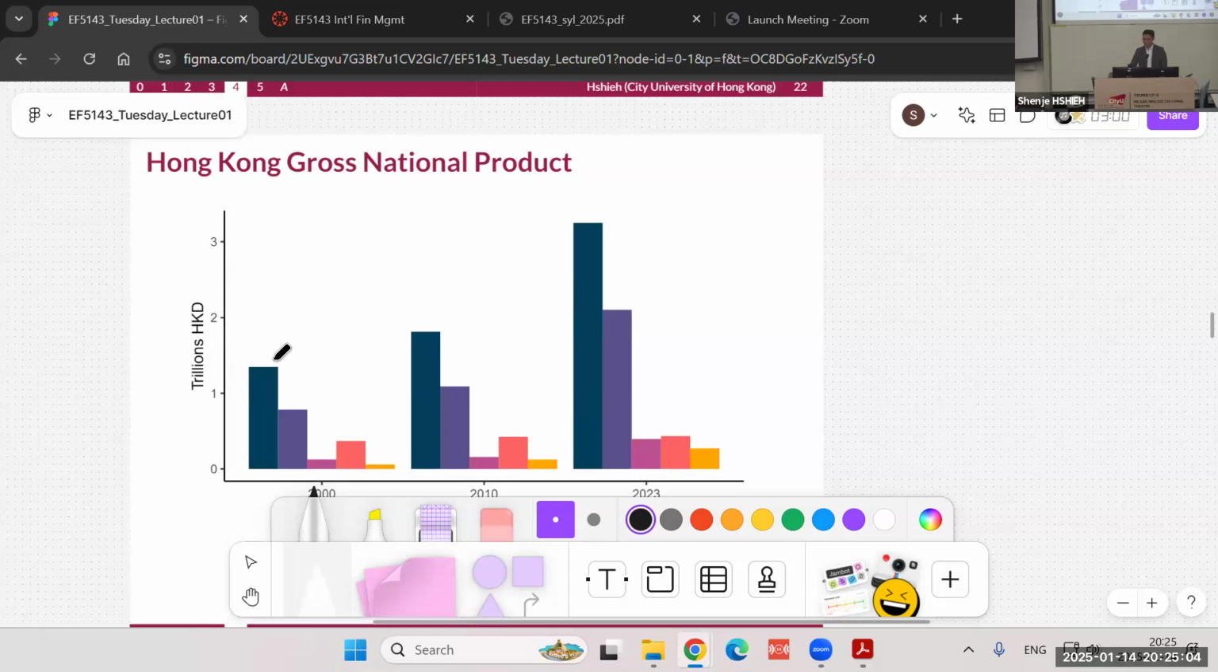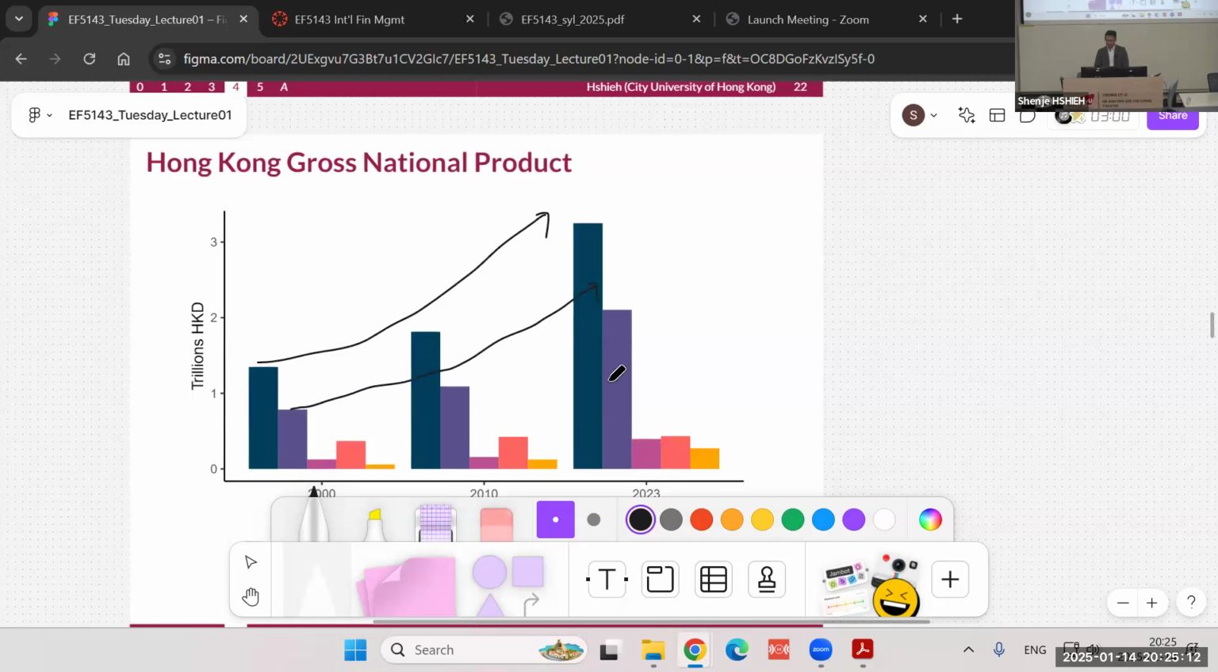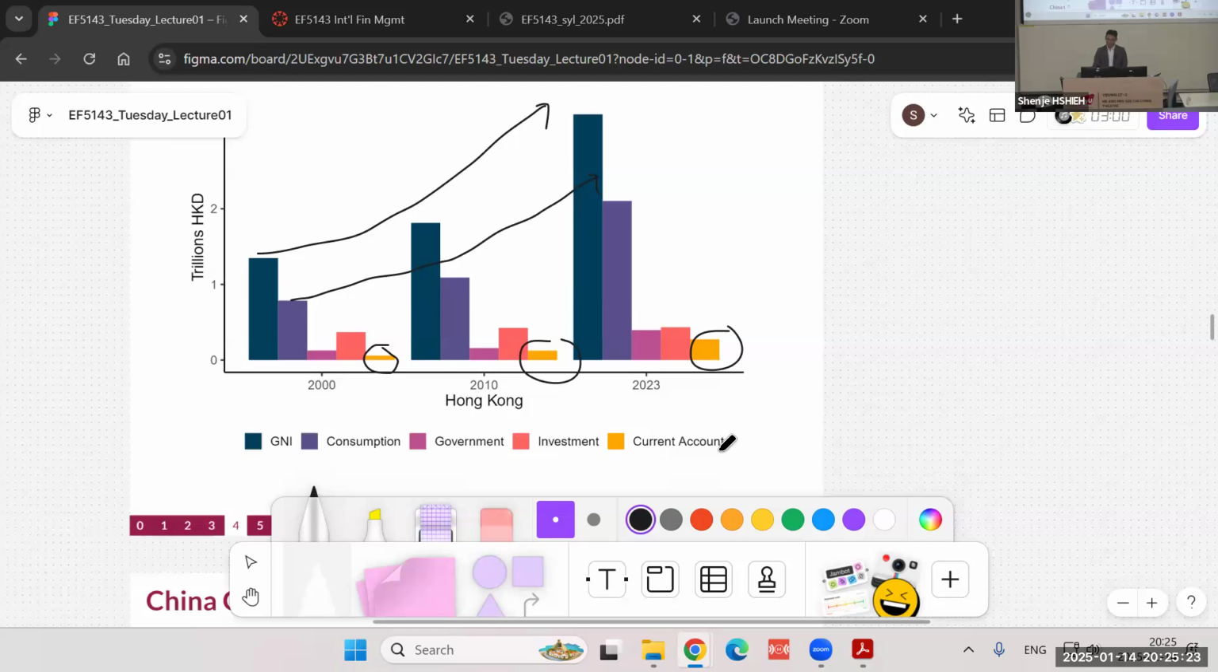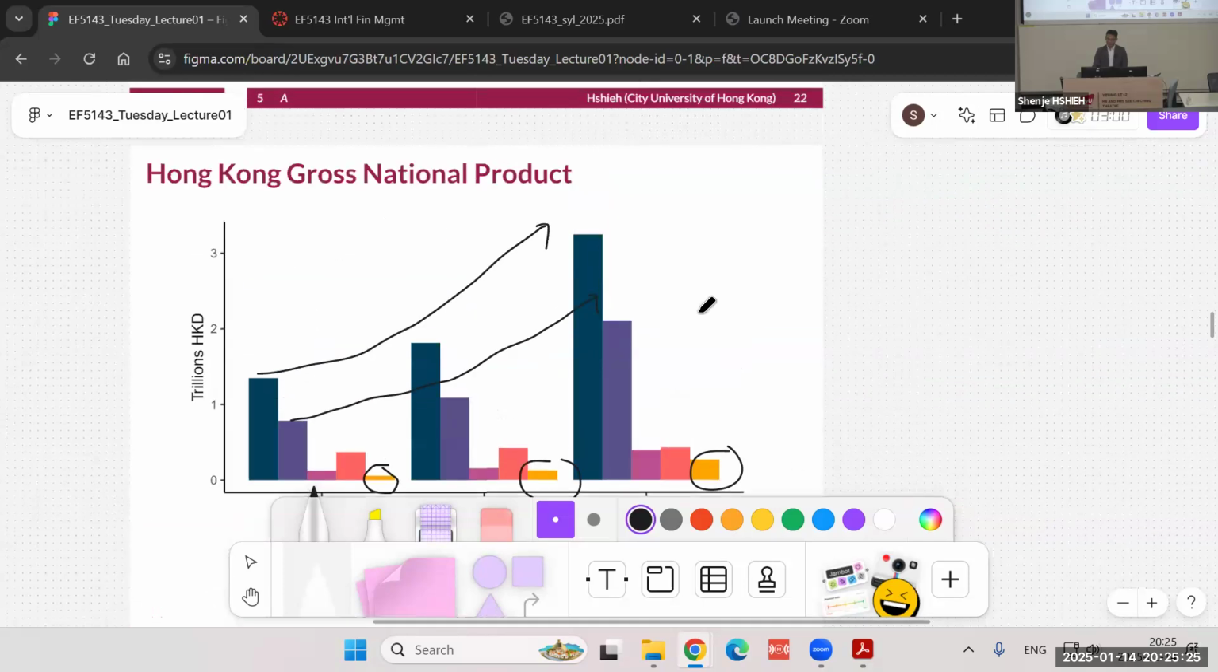Let's take a look at Hong Kong. Pretty good, right? 2000 to 2023, steady growth. Also, notice the pattern here. The growth is consumption-based. But in contrast to the US, this is positive net exports. So the current account is positive, and there is decent growth that's driven by consumption.